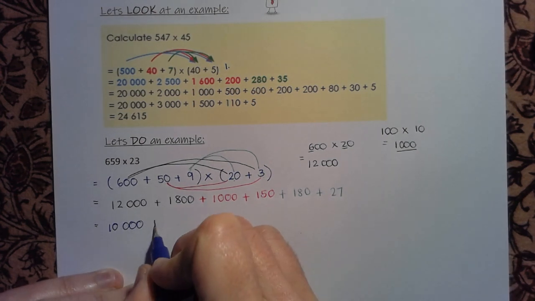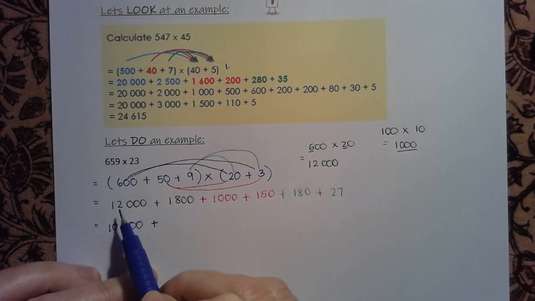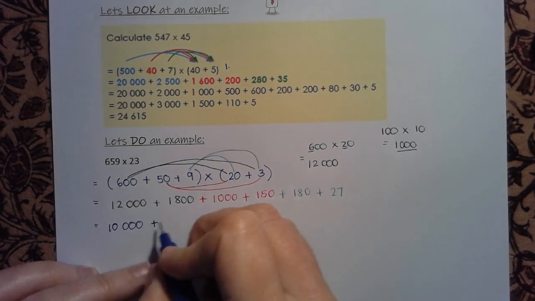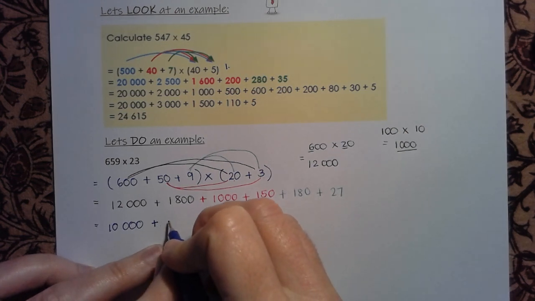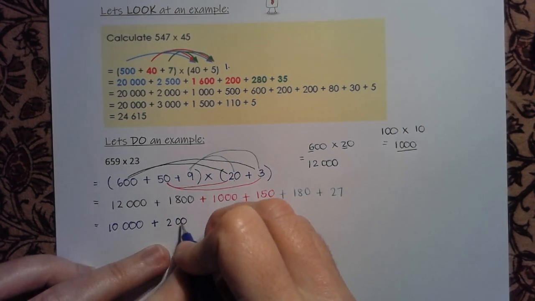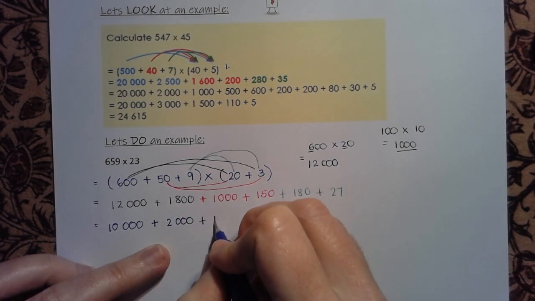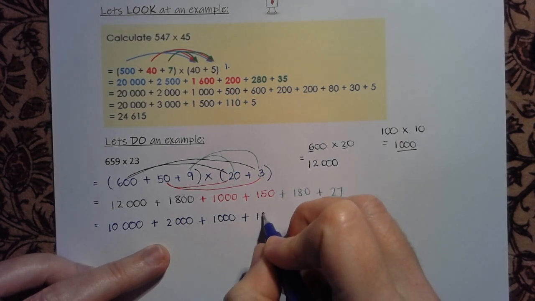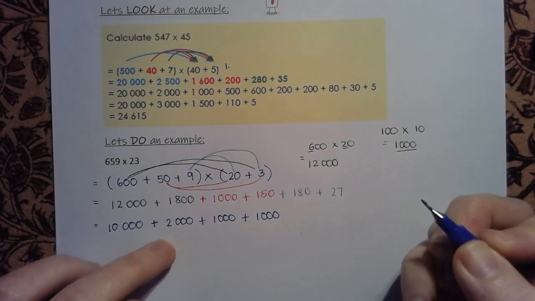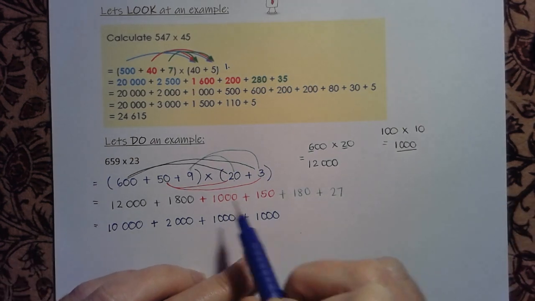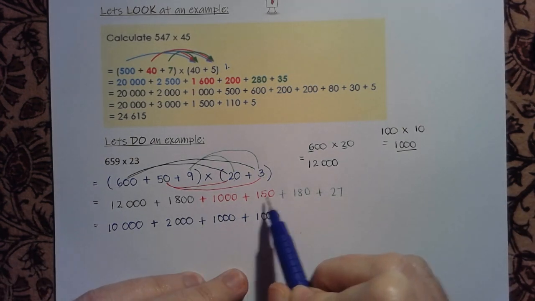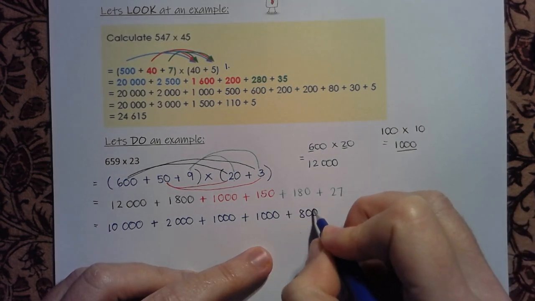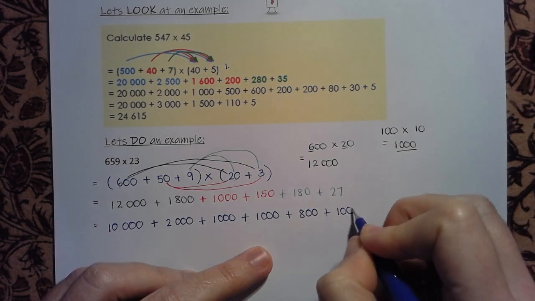Okay, are there any other 10,000s? No, there's not. So now we're going to find all the thousands. So there's 1,000, here's 1,000, there's 1,000. So I'm going to put them together. So it's 2,000 plus 1,000 plus 1,000. And now I'm going to look out for all the hundreds. So there's 800, there's 100, and there's 100. So this is 800 and 100 and another 100.